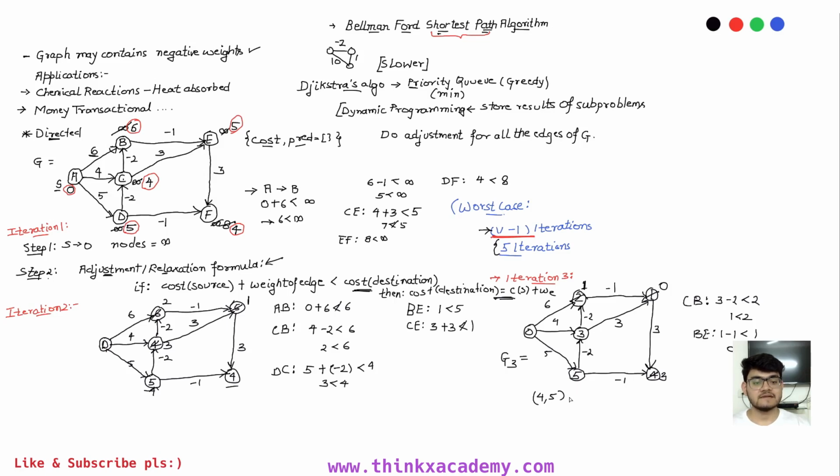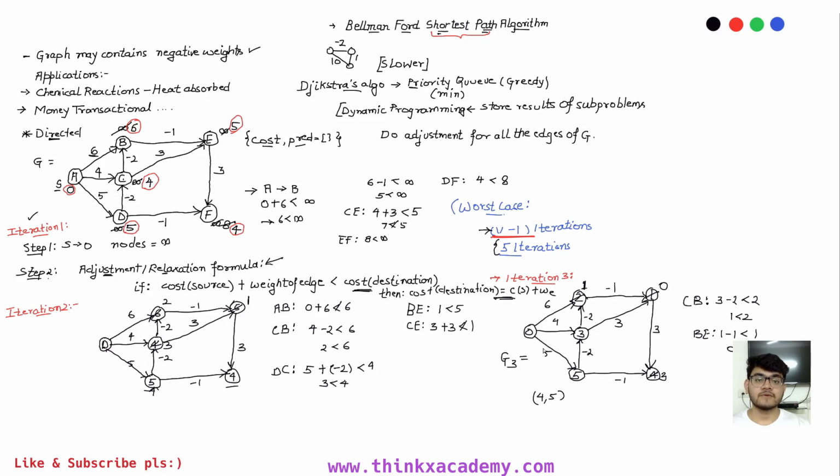So what does that mean? That means that it is not necessary that you will get the shortest distance in the last iteration or in the first iteration. Sometimes I've seen graphs using the Bellman-Ford algorithm where it is able to get the shortest distances in the first iteration only, and sometimes it takes the nth iteration. Now we have a good idea about this Bellman-Ford algorithm. We know how it works, how it does the adjustments.